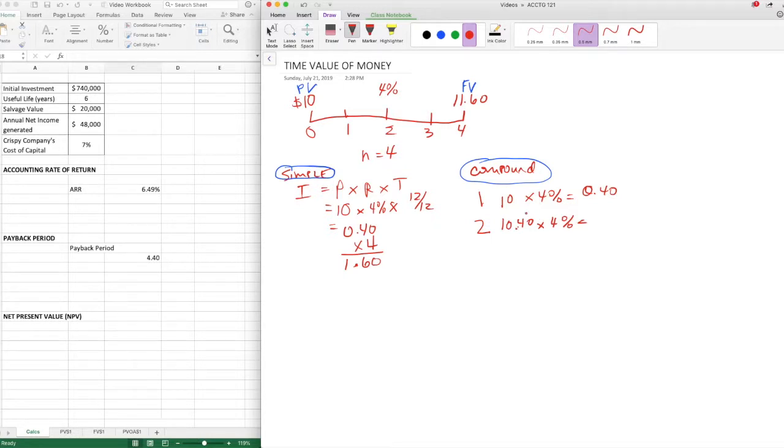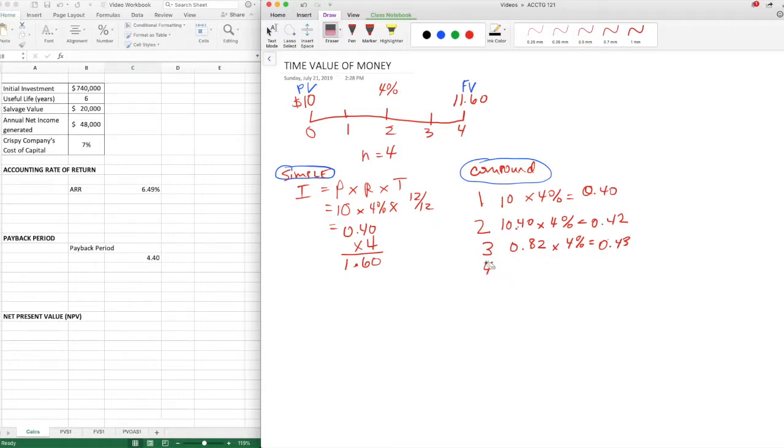So if we do this, we get 1040. I'm going to punch some numbers here. 1040, and we're going to earn 4%. In the second year, we're going to earn 42 cents. And then in the third year, what are we going to do? We're going to earn it on $10.82. We're going to earn 4%. So in that year, 1082 times 4%, we're going to earn 43 cents.